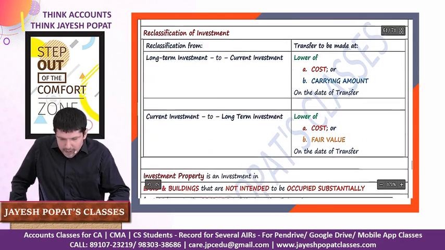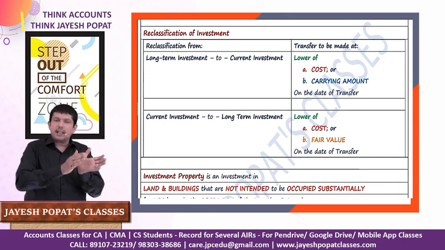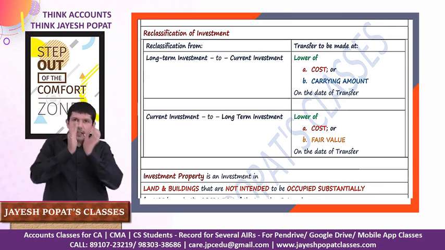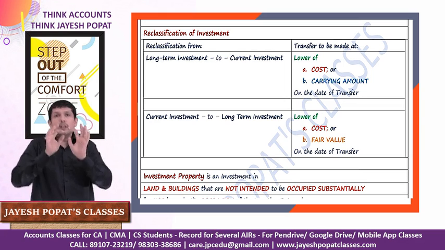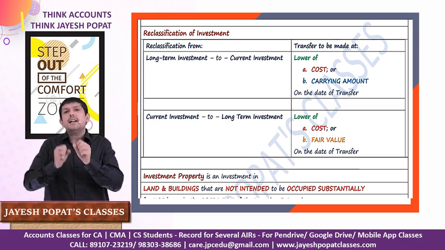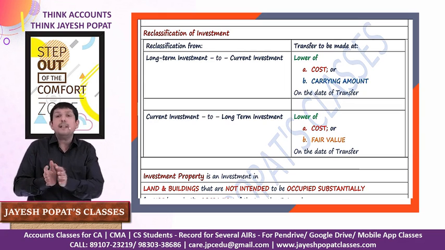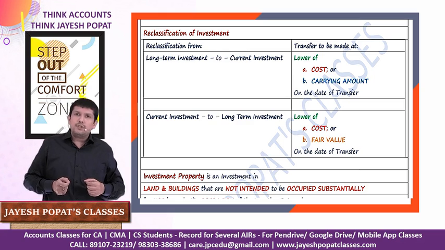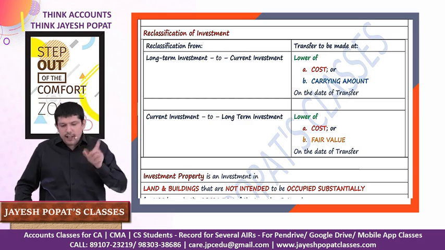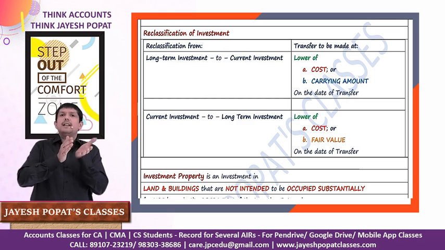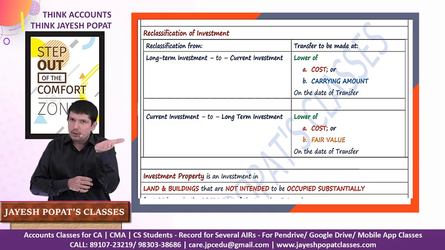Then we'll talk about reclassification of investment. We have seen that we classify investment as current and as long term. Current investments are valued at cost or fair value, whichever is lower. Long-term investments are usually carried at cost, but if there is an other than temporary decline in the value of the investment, then we recognize a provision for diminution to bring it down to its fair value. So if we are reclassifying, meaning earlier when we acquired that investment we had classified it as long term.